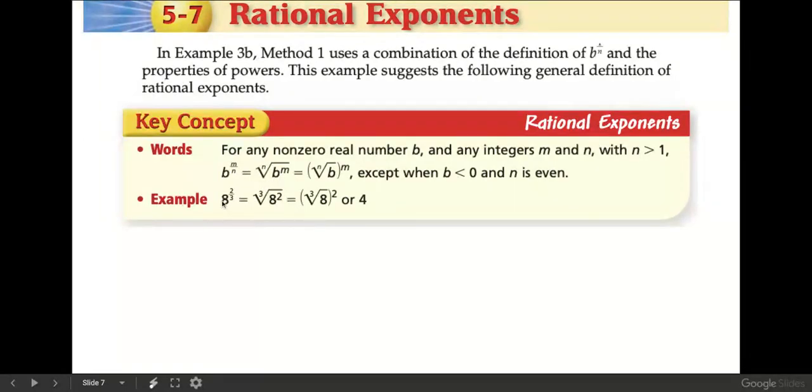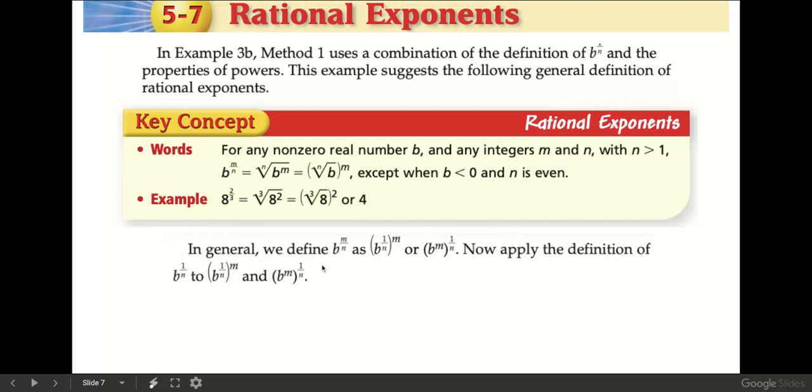So again, if I had 8 to the 2/3 power, that would be equal to the third root of 8 squared, or equivalently it could be the third root of 8 and all of that to the second power. These are all equivalent expressions. And of course, that all simplifies down to 4, because the third root of 8 is 2, and 2 squared is 4. Or I could say 8 squared is 64, and the third root of 64 is 4.